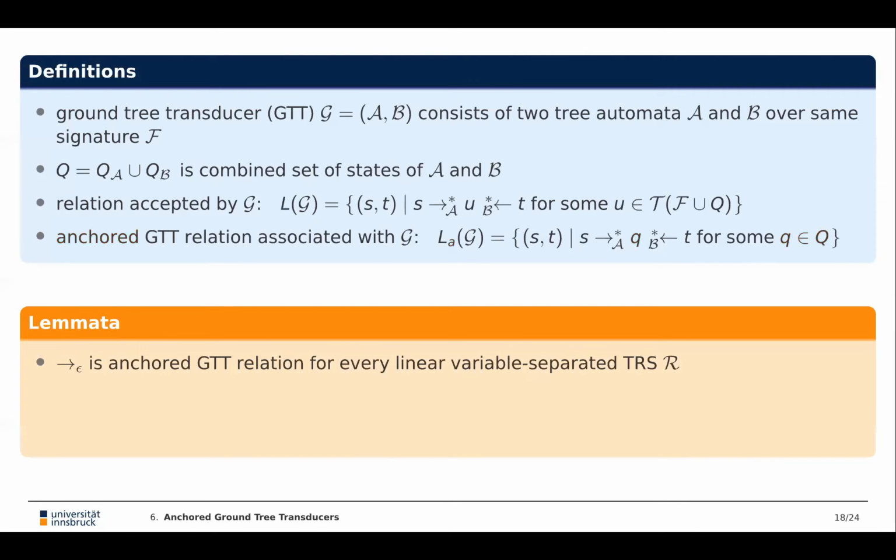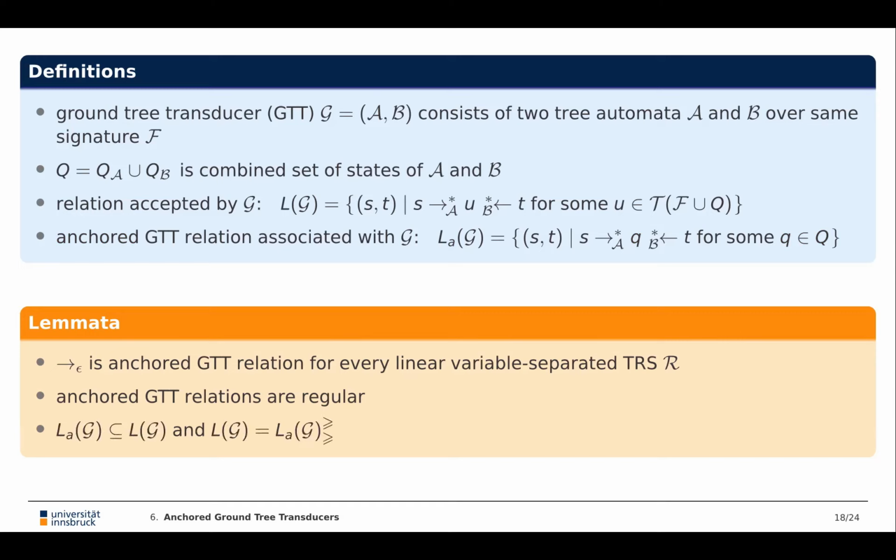The reason we use anchored GTT relations, firstly, is that the root step relation is such an anchored GTT relation for linear variable separated TRSs. All anchored GTT relations are regular, meaning these relations can be constructed as normal tree automata, and this is also what we do in the procedure.